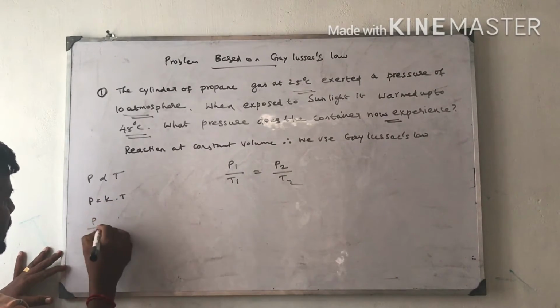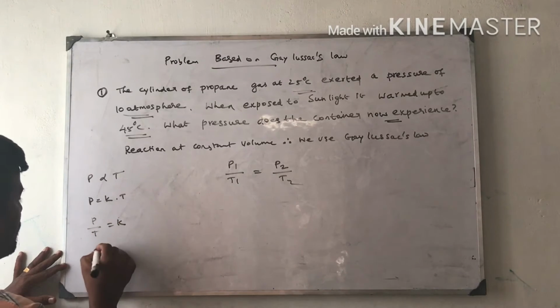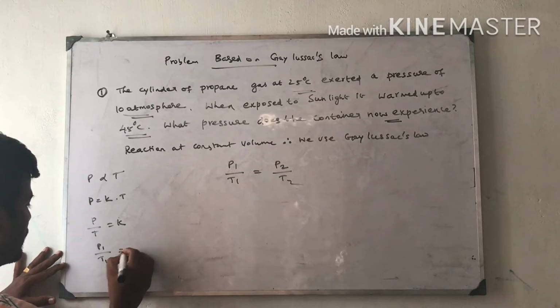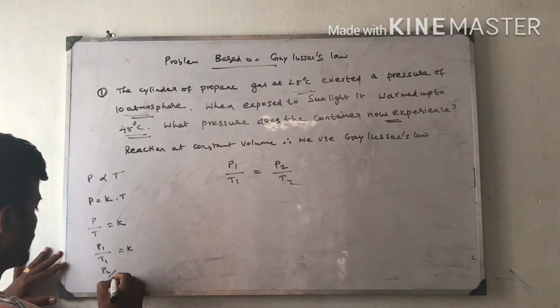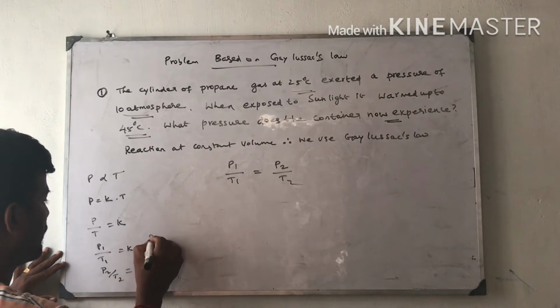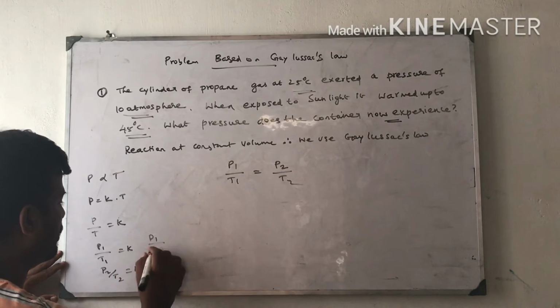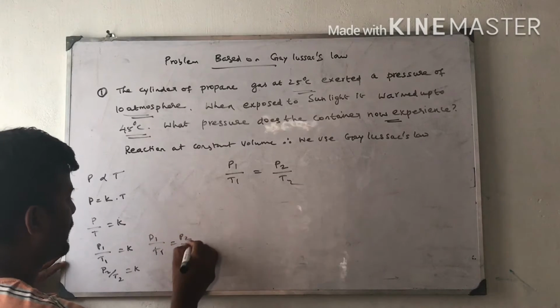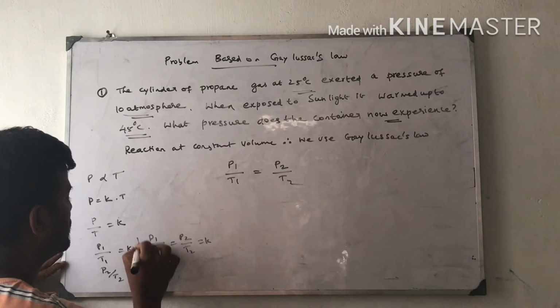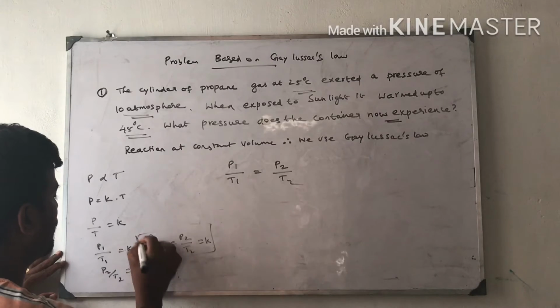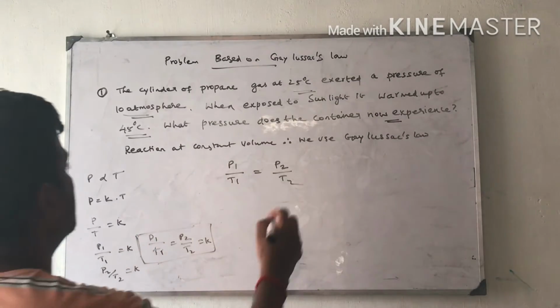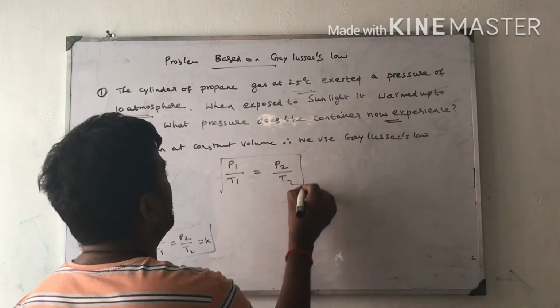So P by T is equal to K. P1 by T1 is equal to K. P2 by T2 is equal to K. So P1 by T1 is equal to P2 by T2 is equal to K. So this is the derivation of Gay-Lussac's law. So that is why we are using this formula.